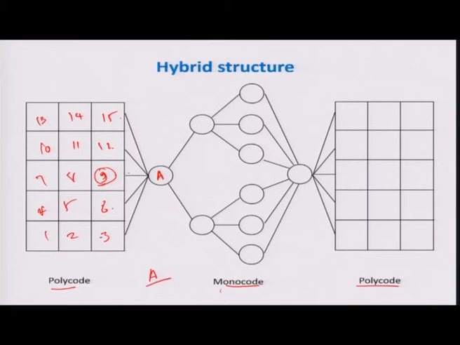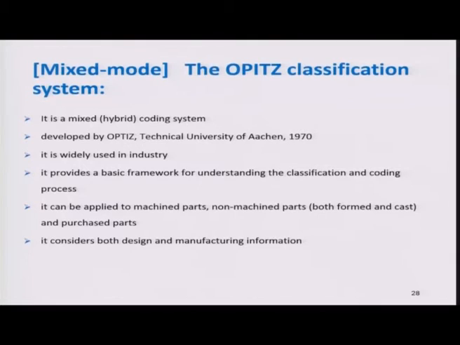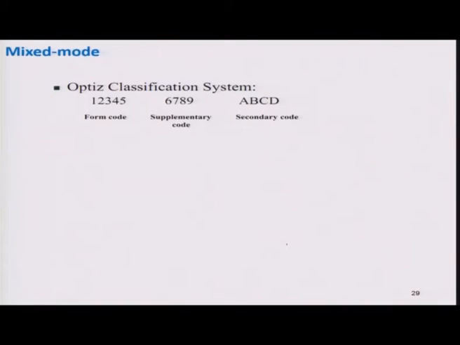So again, similar kind of thing here, and if you mix both codes together, then it will become a hybrid structure. I am going to give one example, that is the Optiz classification system. This is based on the mixed mode system. It was developed by Optiz and is most widely used in industry. It provides a basic framework for understanding the classification and coding process, and it considers both design and manufacturing information. Here is the general form of mixed code in the Optiz classification system. There are three types of codes generally used in this system: form code, supplementary code, and secondary code.